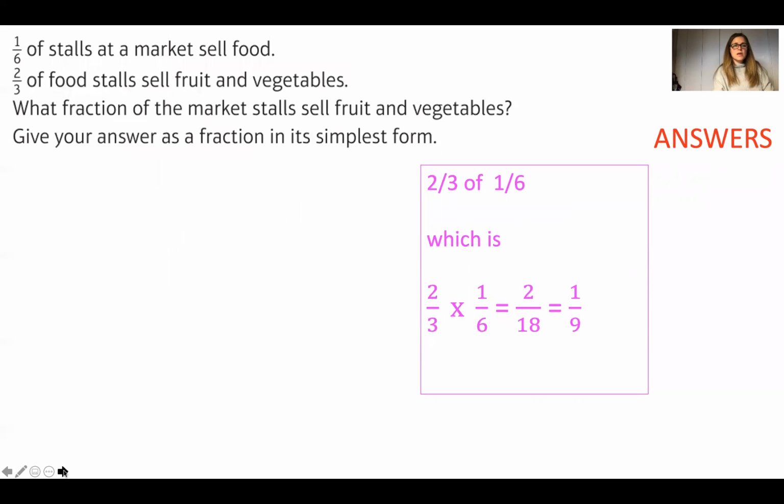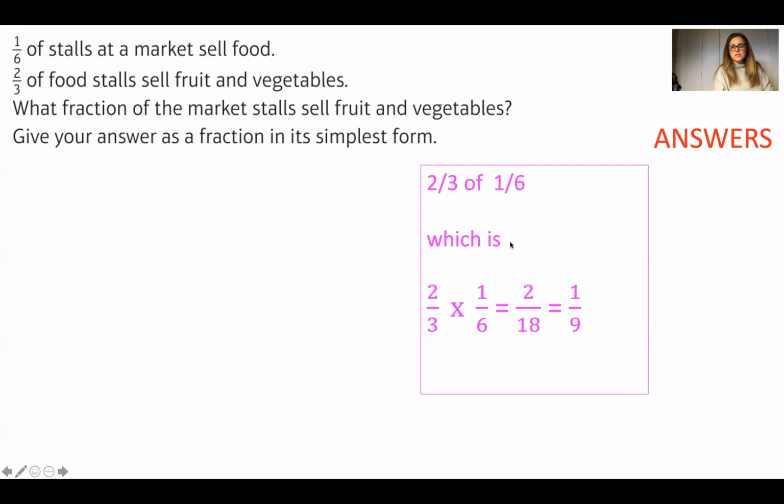Second question. Really important that you read it very, very clearly. 1/6 of stalls at a market sell food. And of those stalls that sell food, 2/3 of them sell fruit and vegetables. So the question is 2/3 of the food stalls and 1/6 of the stalls are food stalls. So it's 2/3 of 1/6.